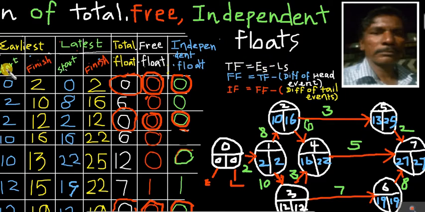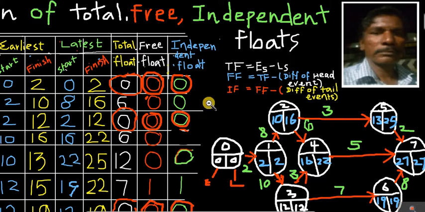So that means here start, here start. The difference of these two, start and start, or the difference of finish and finish, both will give you the same answer. That is called the total float for each and every activity. For each and every activity, the total float is nothing but the difference between start and start, or finish and finish, of the earliest and latest. That will give you what we call the total float.